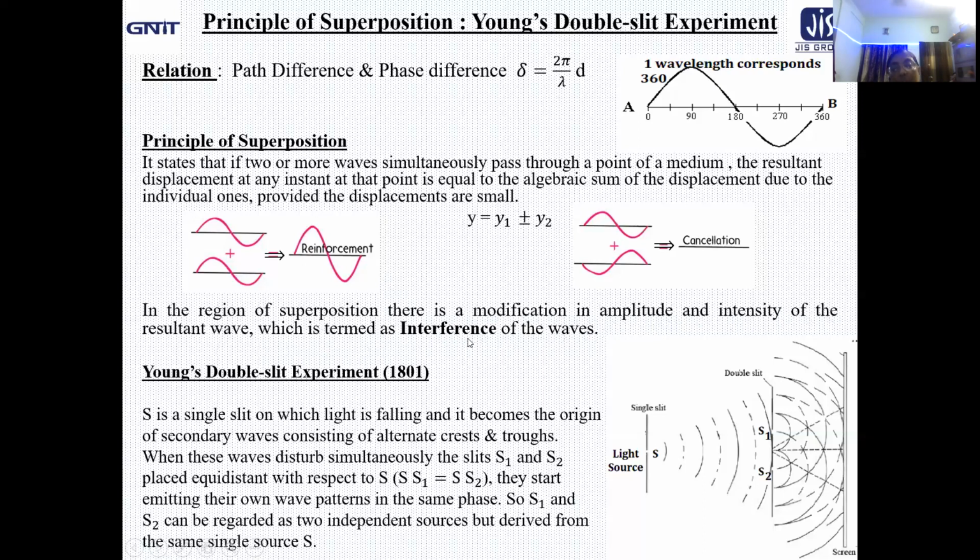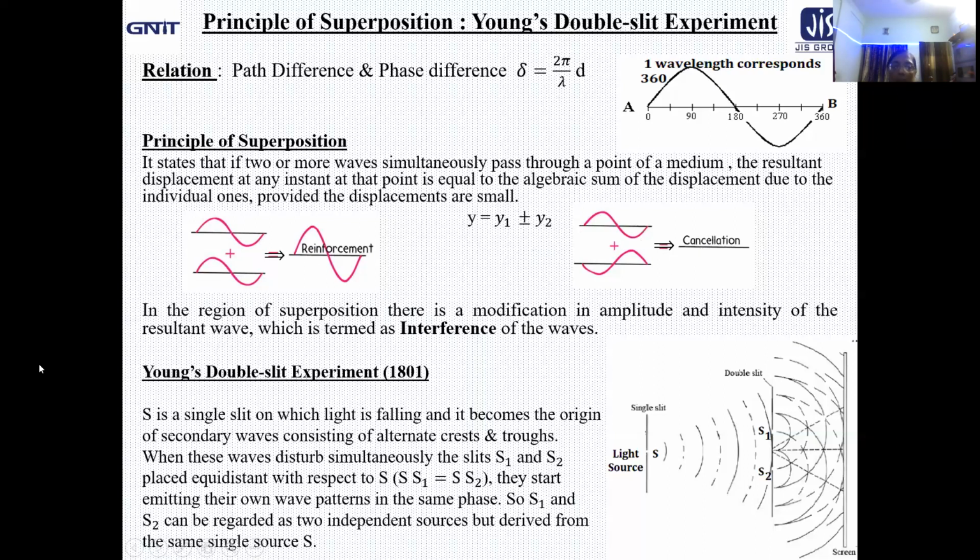That means they interfere. So, here one was moving, the other was moving, then they are reinforcing because they are in the same phase. That means interference one. And here they are moving out of phase, so they are neutralizing each other. It is again interference, but this is the second type.